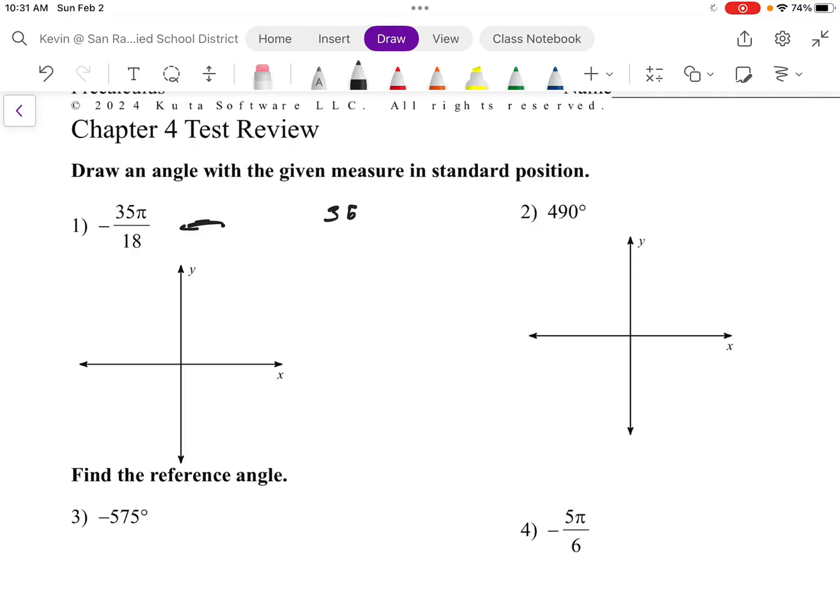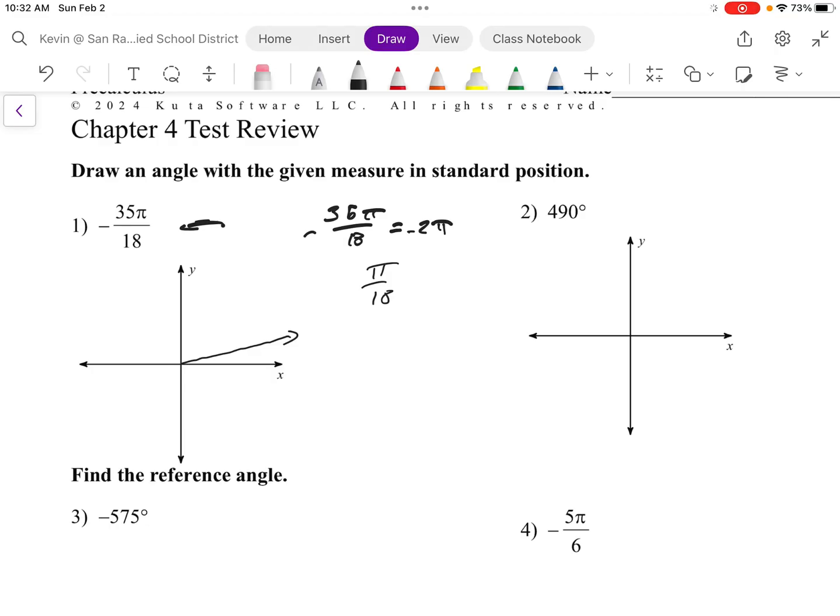So we have negative 35 pi over 36. Well, think about this. 36 pi over 18 equals 2 pi, right? So this is basically going almost all the way around the circle, but it's in the negative, so we're going to come around here. It's going to be pi over 18 short of going all the way around, because if it was negative 36 pi over 18, it'd be negative 2 pi, all the way around.